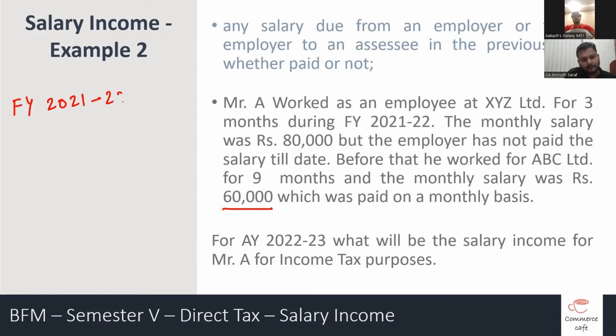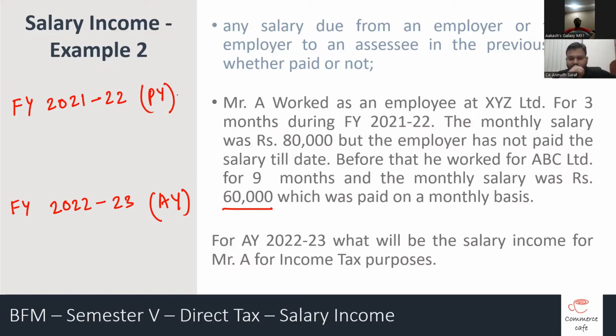So salary income. It won't make a difference whether you pay or not pay. Correct. So tell me, what is the answer? 80,000 on a monthly basis, right? So on 3 months, so 1,80,000. How 1,80,000? Another company has joined from January, February, March.